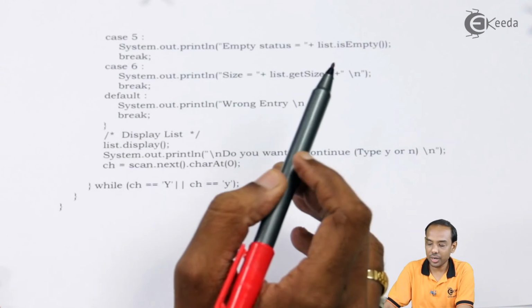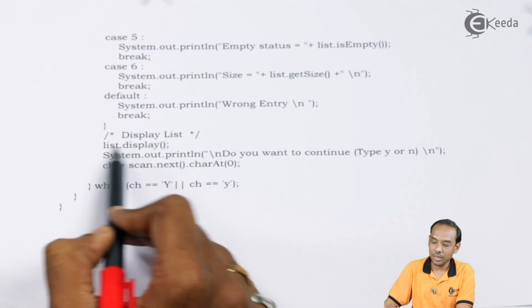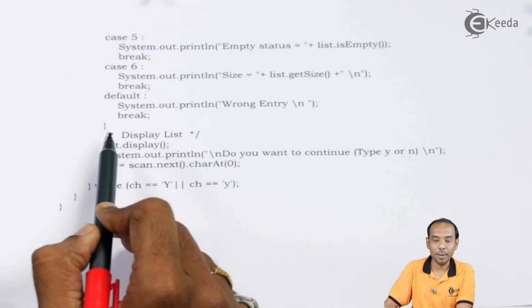Once these cases are executed, then after that I will be calling the method called display. In that case, which object am I going to use of the doubly linked list? That is the list object. So based on the list object, I will be calling that particular function. I am going to write list dot display to display the contents of the doubly linked list. So list dot display will display the contents of the doubly linked list.